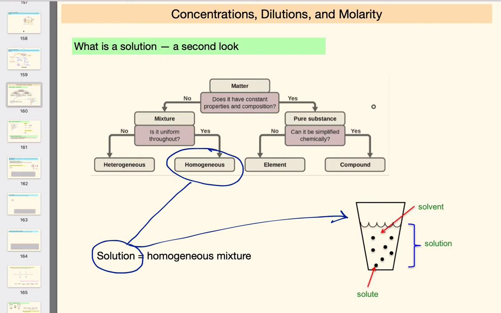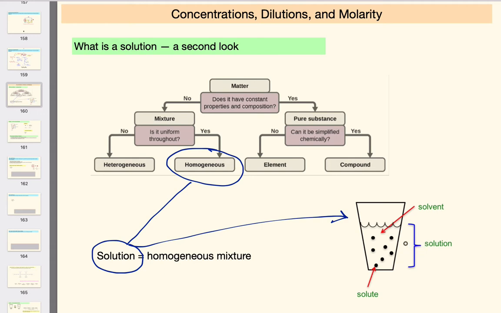Now, how does molarity fit into this? Molarity is a gauge of how concentrated the solution is, that is, how much solute is in the solvent. We can have a salt solution, but it might be a very, very dilute salt solution, or it might be a very, very concentrated one. So we need a way to quantify that, and the way we're going to quantify it is by a concentration term known as molarity.